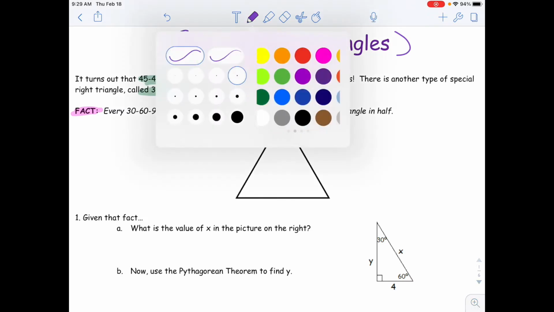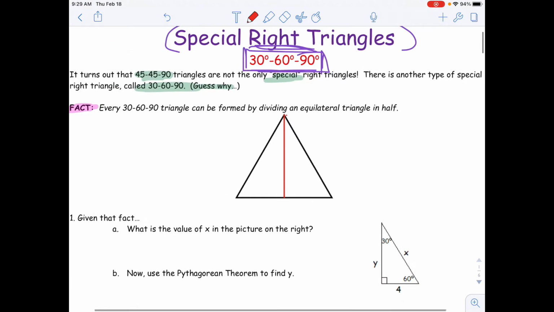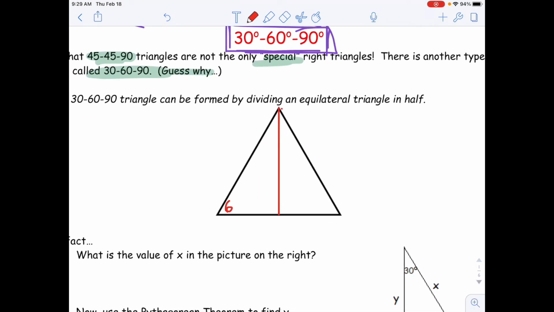So I'm going to take red to represent blood because we're going to kill this triangle by cutting it in half. Hiya. All right, I just cut it in half. It's dead. All right, now this was an equilateral triangle. So what does that mean? That means that this angle was 60, this angle 60, and this angle up here was also 60.